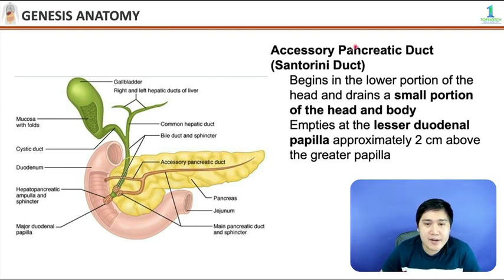On the other hand, your accessory pancreatic duct, or duct of Santorini, starts already at the head. It drains a small portion of the head and body, and it will drain at the minor duodenal papilla. So those are the parts of your pancreas.